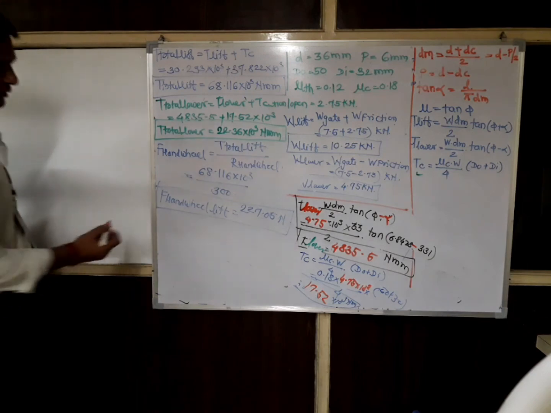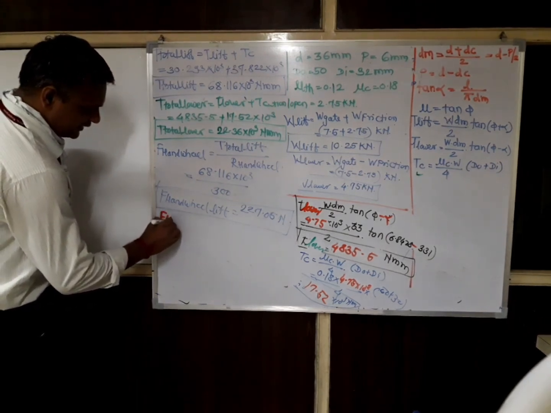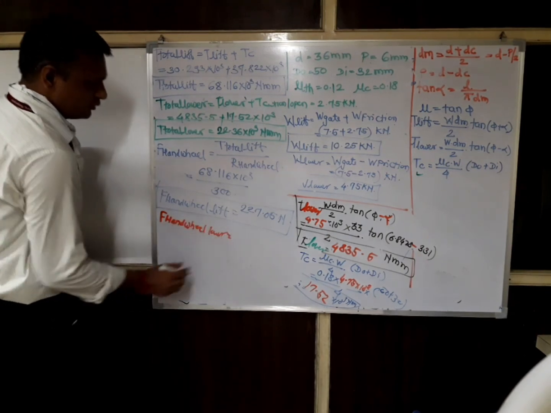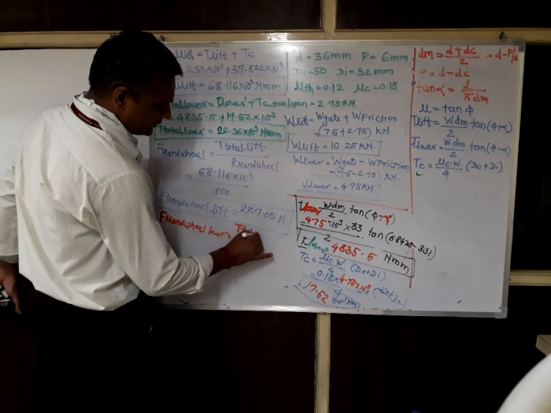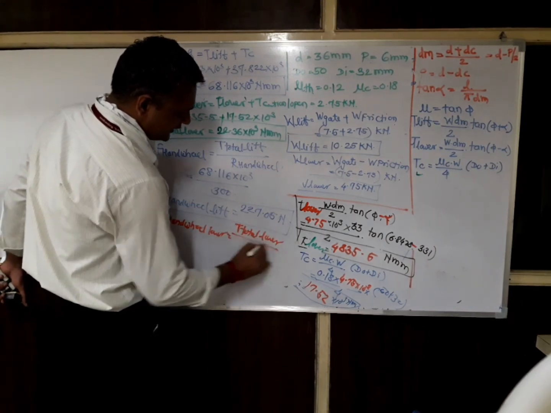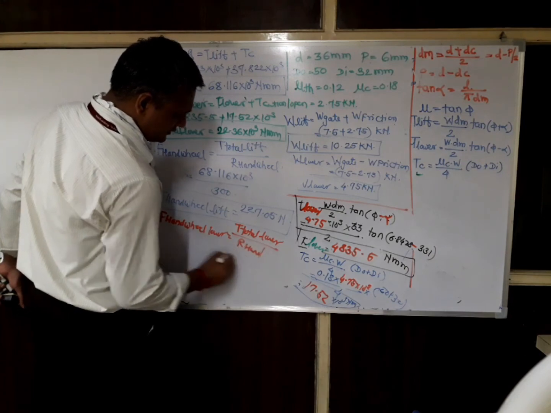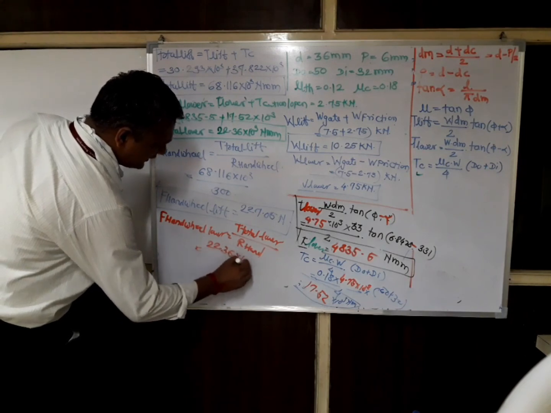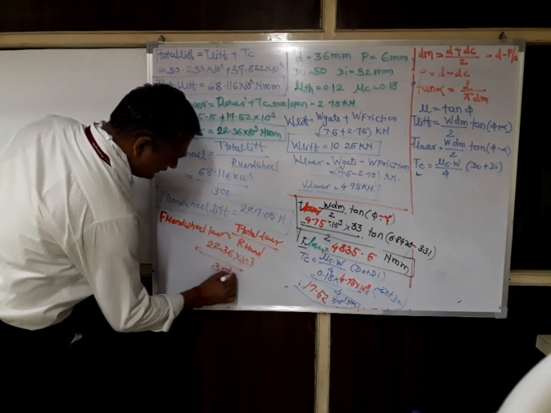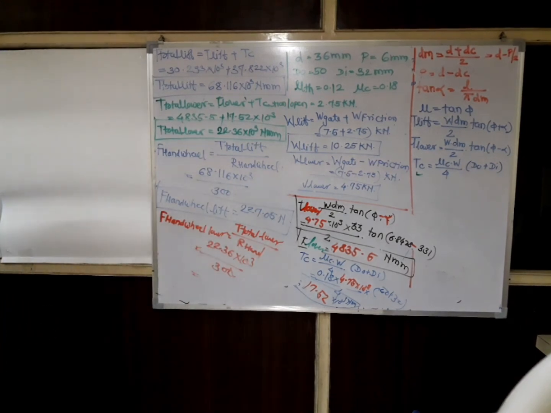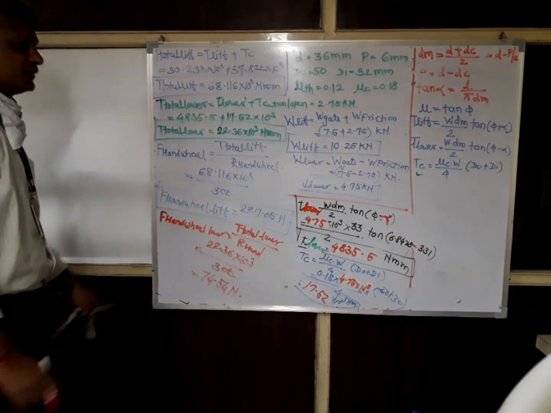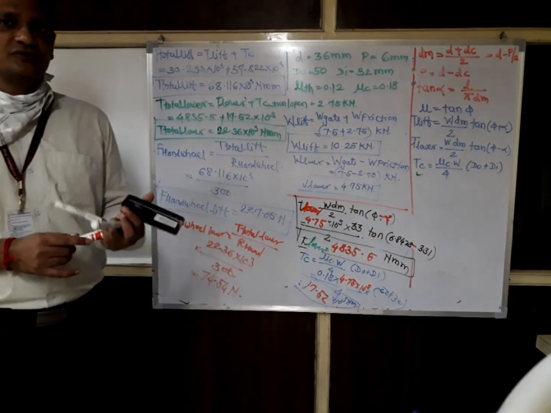Similarly, the force at the end of the hand wheel to lower the load is equal to T total lower divided by the radius of the hand wheel. Therefore that value will be equal to 22.36 into 10 raised to 3 divided by 300. Therefore the force to lower the load will be equal to 74.54 Newton. This is entirely regarding the solution of the numerical.